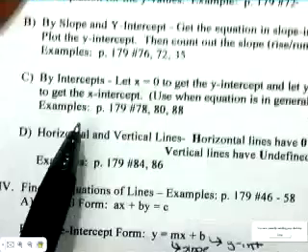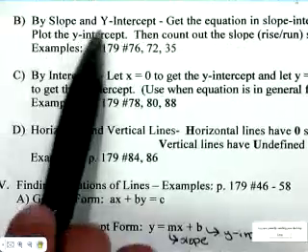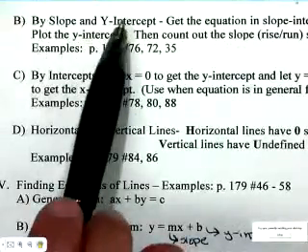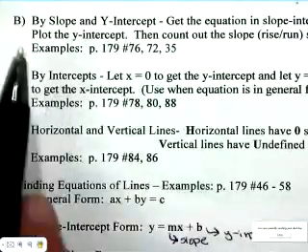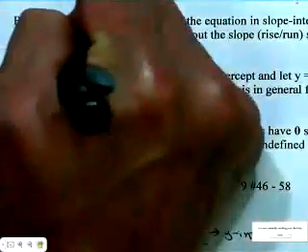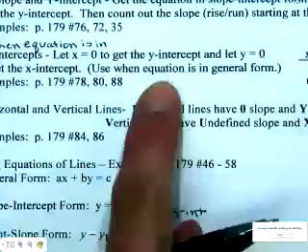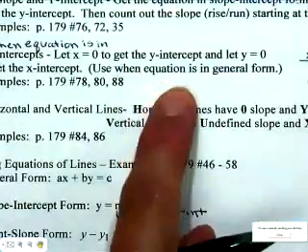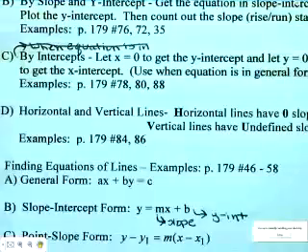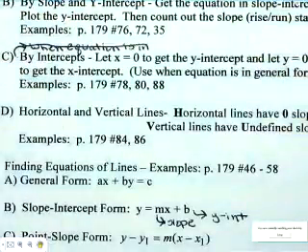When you're given the slope and the y-intercept, I would use the slope and the y-intercept to graph the line. But let me write a note right here. When your equation's in general form, then it's easiest to find the intercepts. Think about why that is.